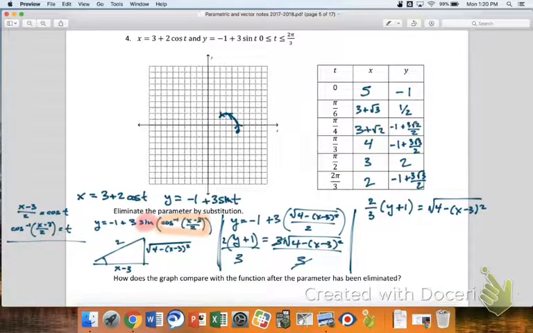Square. Okay, so that would give me 4/9 times y plus 1 squared equals 4 minus x minus 3 squared. Just looking familiar yet to anybody? Oh, you're in the right family for sure. It's not an eclipse. It's an ellipse.